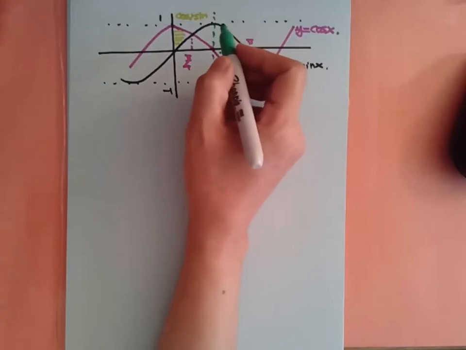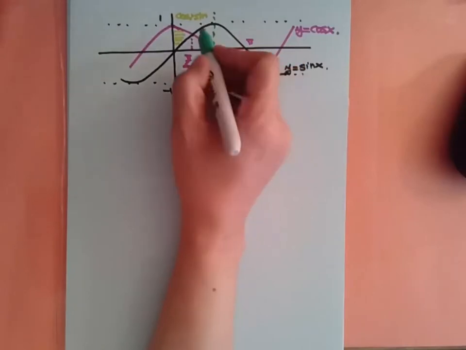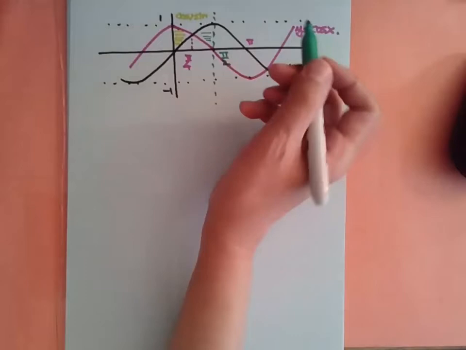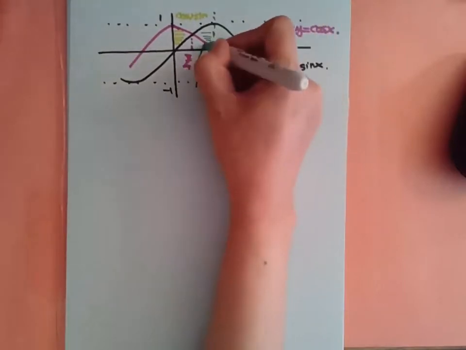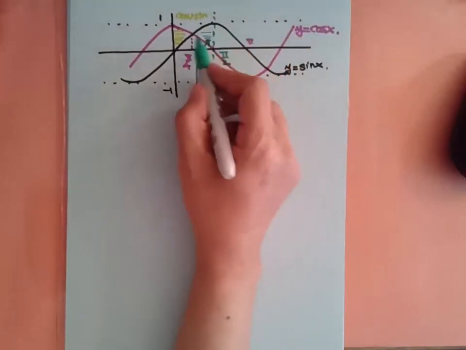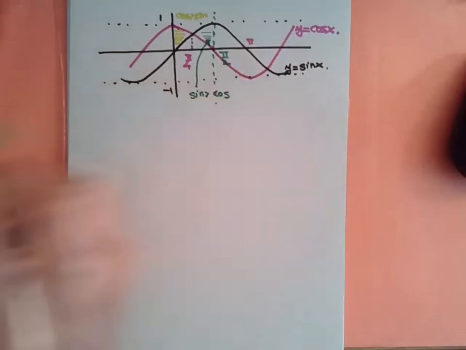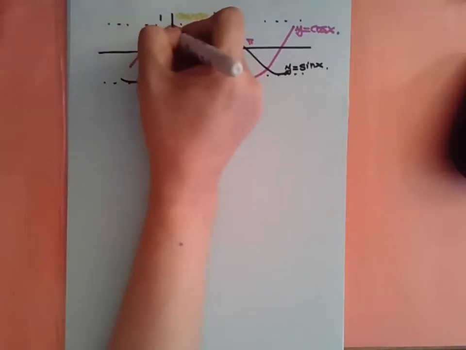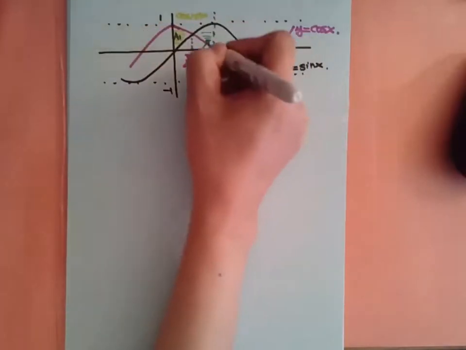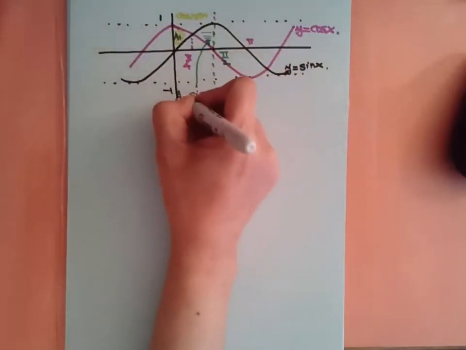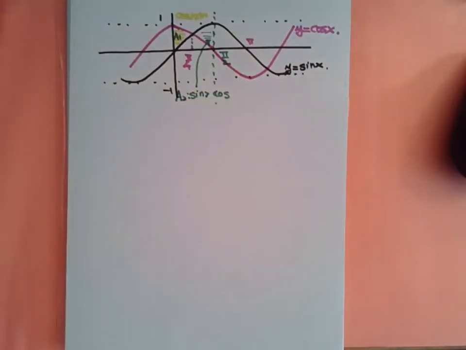Between pi over 4 to pi over 2, we think about this region. In this region, sine is larger than cosine. Let's say this is area 1 and this is area 2. And what we will do is calculate area 1 and area 2 separately, and then we will add them together later.